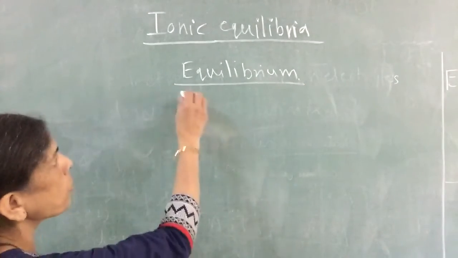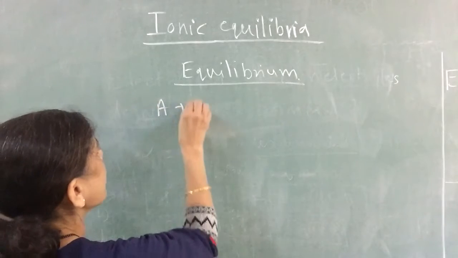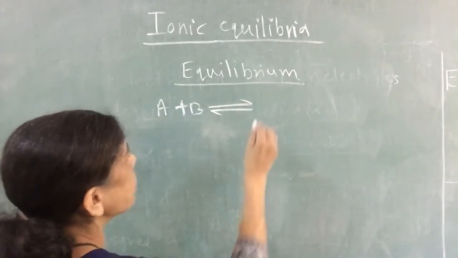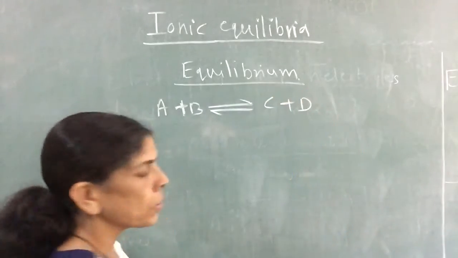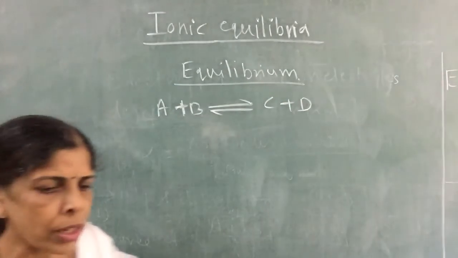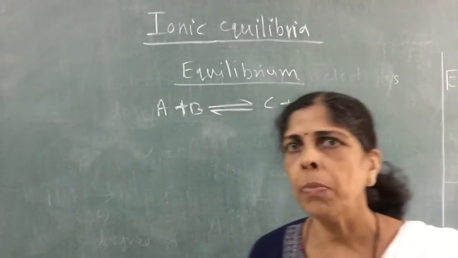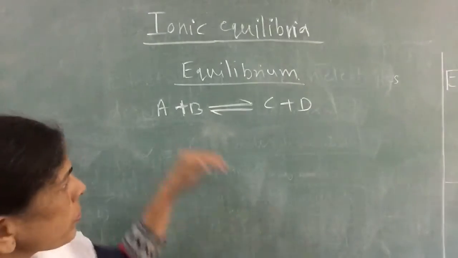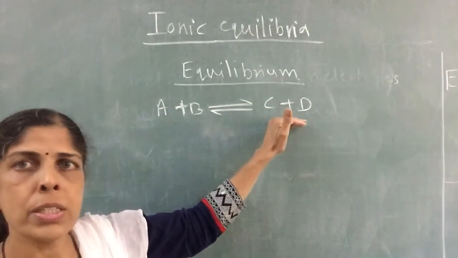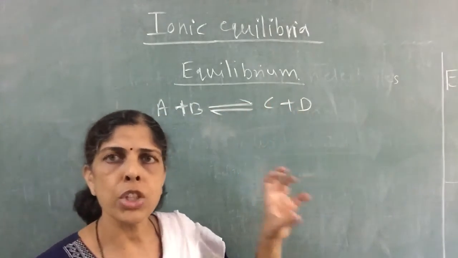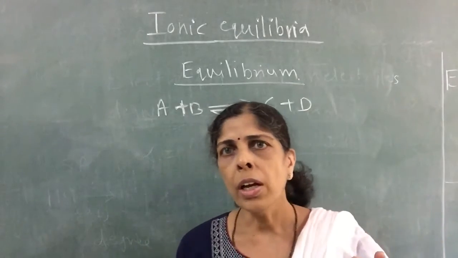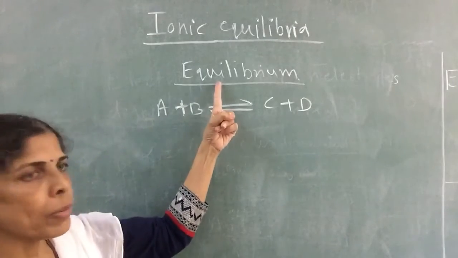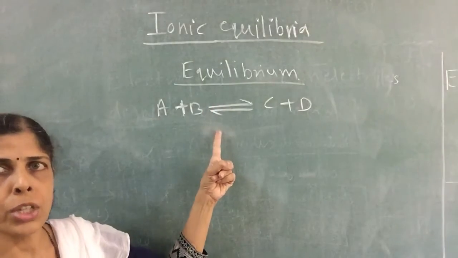For understanding the concept of equilibrium, let us take an example of a general chemical reaction: A plus B giving C plus D, which is a reversible chemical reaction. Reactants are converted into products, and products are able to react with each other to form the original reactants. That is a reversible chemical reaction, and the equilibrium concept is applicable only for reversible chemical reactions.